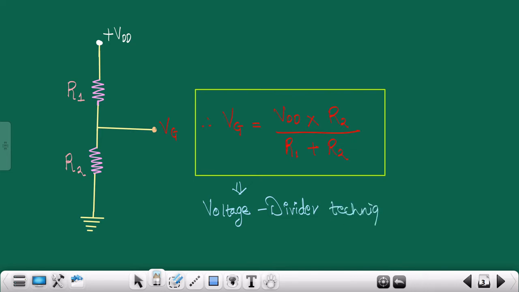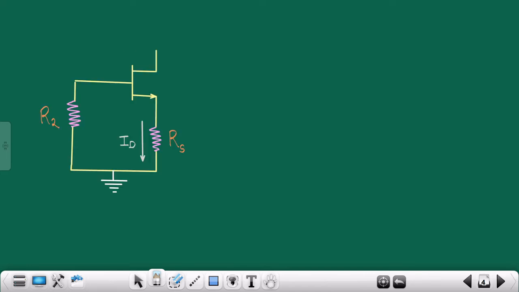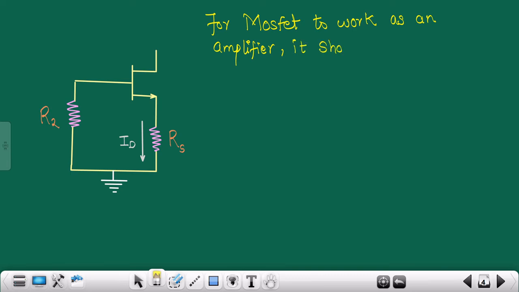Now moving further, we all know that for the MOSFET to work as an amplifier, it should be operated in the saturation region.